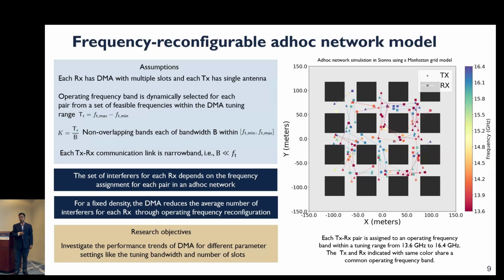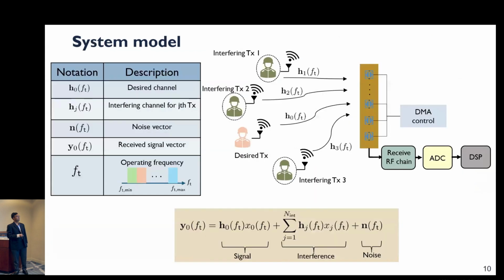So the goal of this research talk is to investigate the performance trends of the DMA for different parameter settings like the tuning bandwidth and the number of slots. Let's look at the system model.